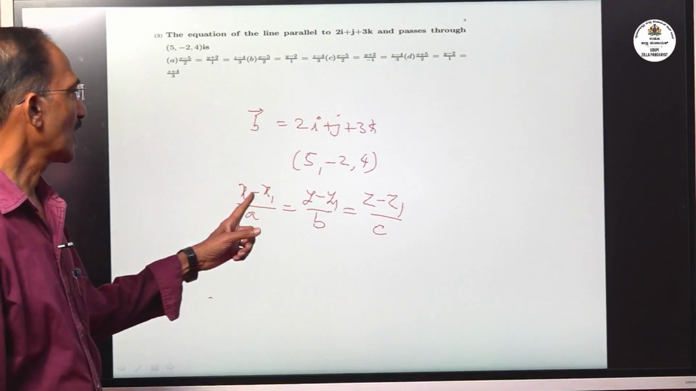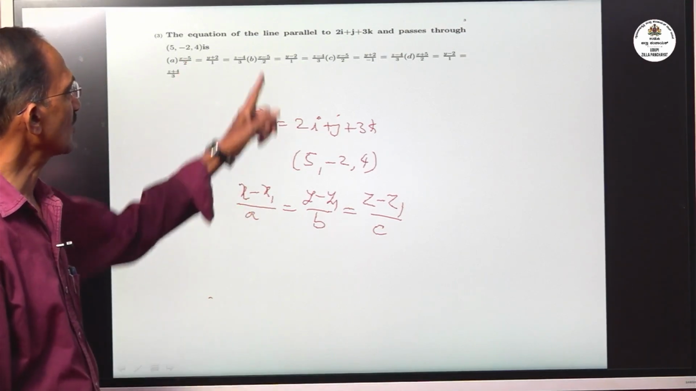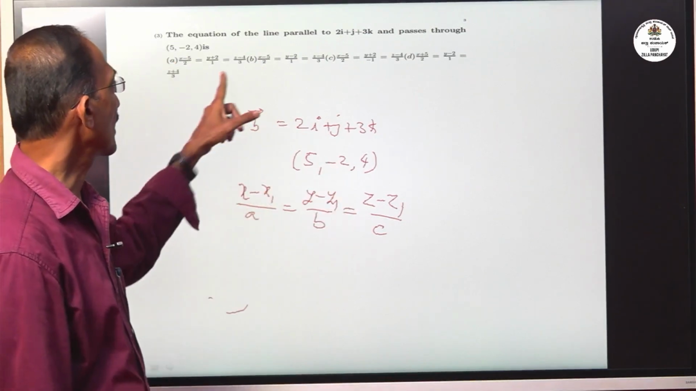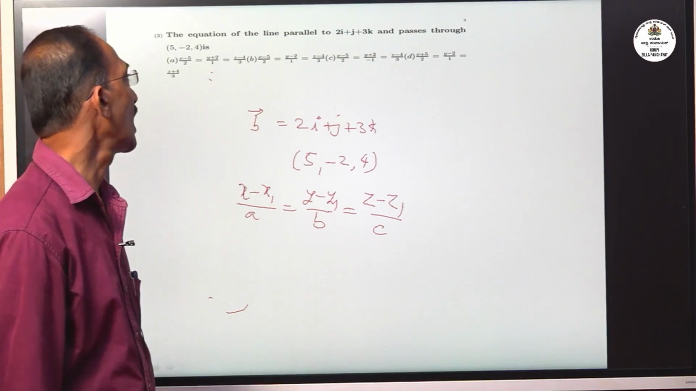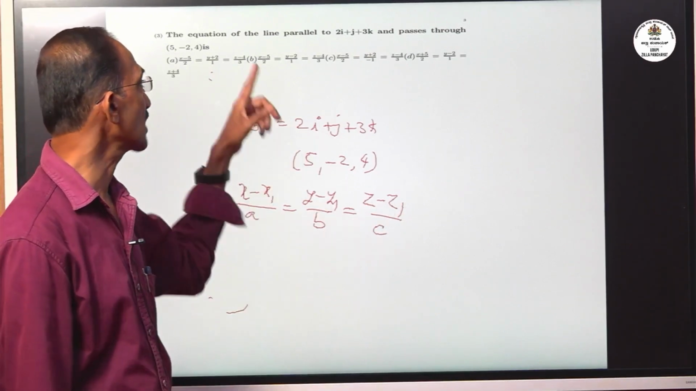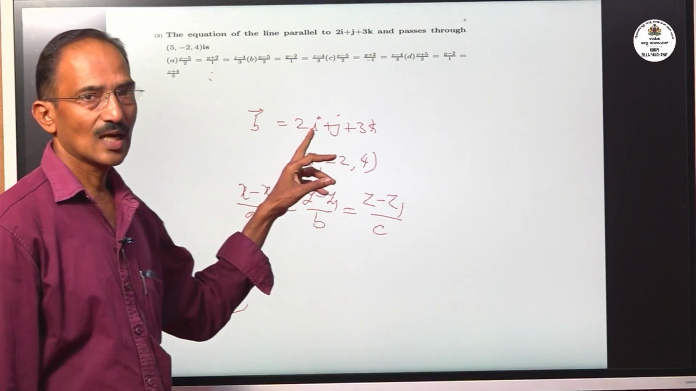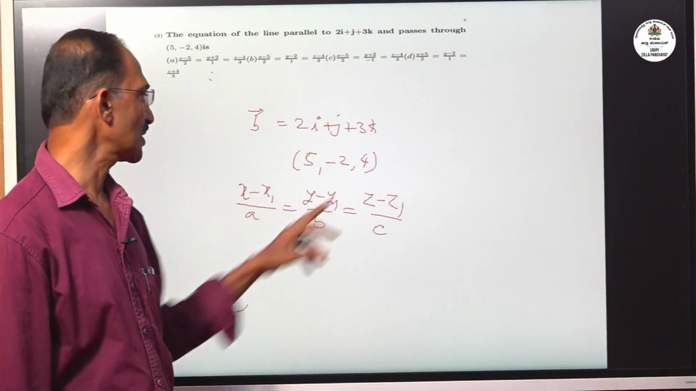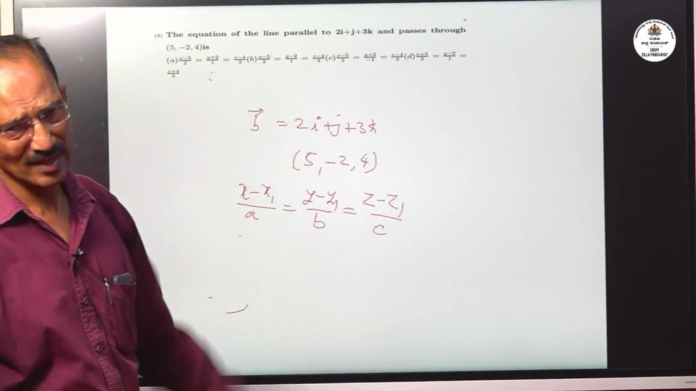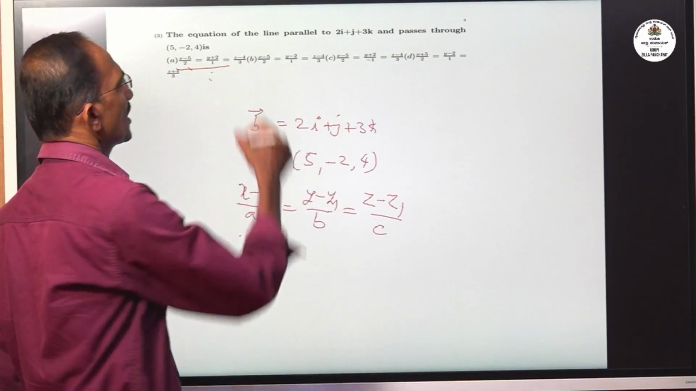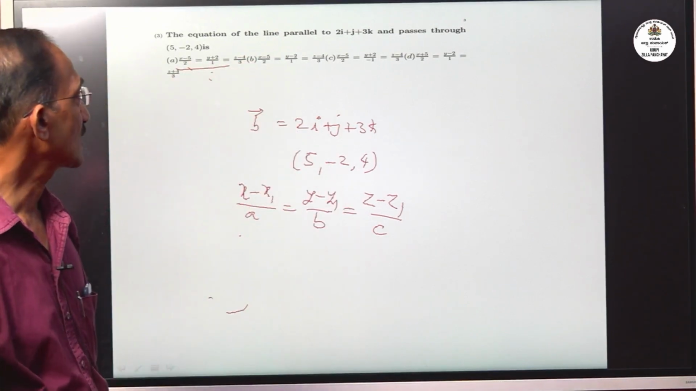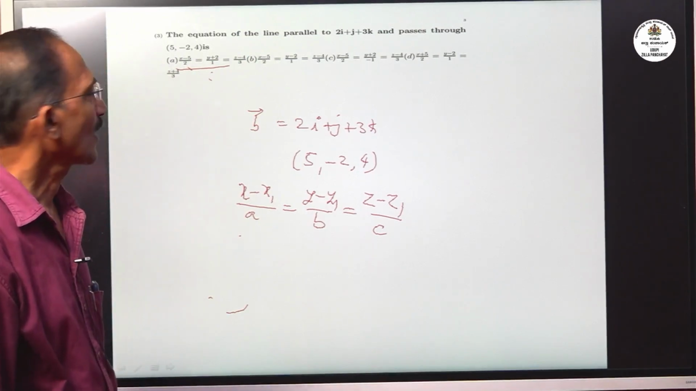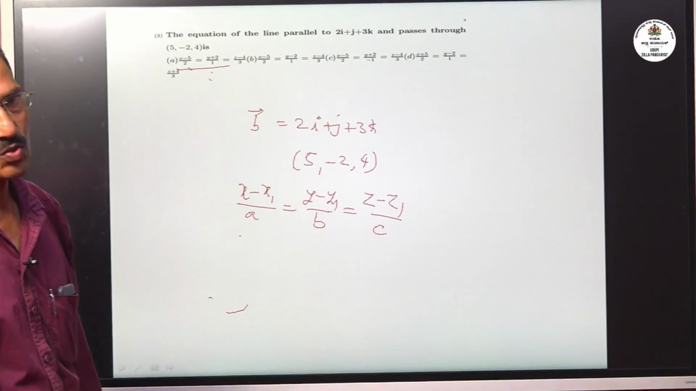So clearly it is x minus 5, first option; y minus y1, y minus minus 2, that is y plus 2, here in the first option; and lastly z minus 4. So what are the denominators? They are the i, j, k components of the parallel vector, that is 2, 1 and 3. So option A is the right answer. That is the equation of the line which is parallel to 2i plus j plus 3k and passing through the point 5, minus 2 and 4.